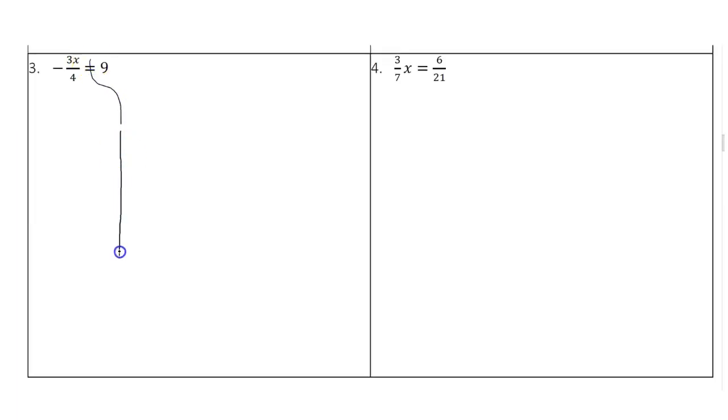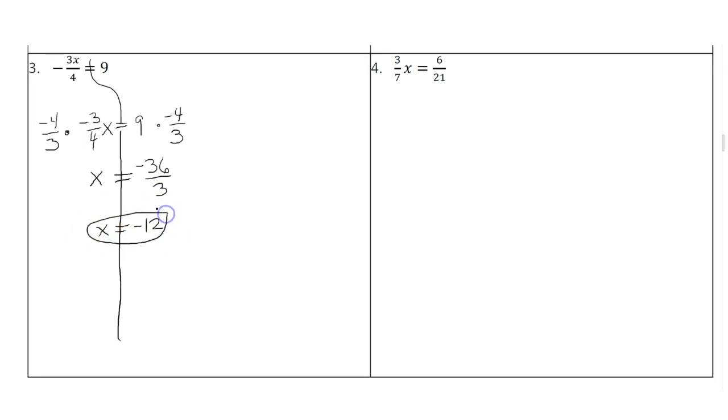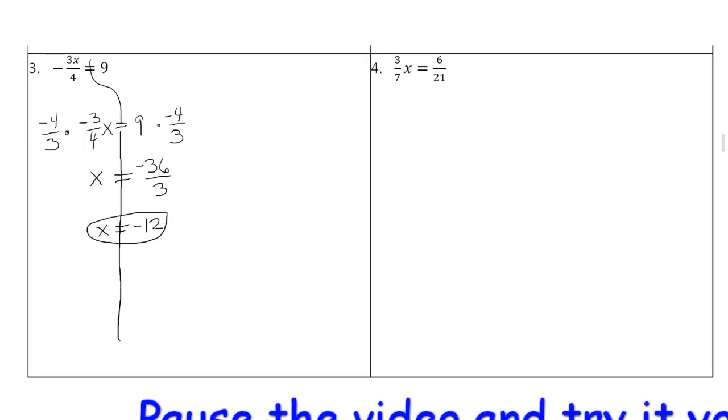The trick when the coefficient of x is a fraction is to use the inverse property of multiplication. Turn the fraction upside down and multiply both sides by the reciprocal of the fraction. In this case, the reciprocal of negative 3/4 is negative 4/3. Multiply both sides by negative 4/3. This gives us 1x on the left, or just x, and 9 times negative 4/3 on the right, which is negative 36 divided by 3. Our solution then is x equals negative 12. Pause the video now and try the next example yourself.